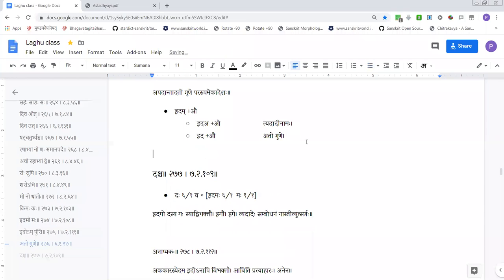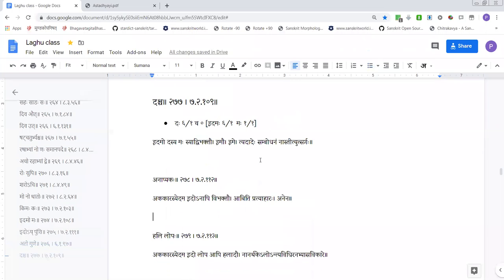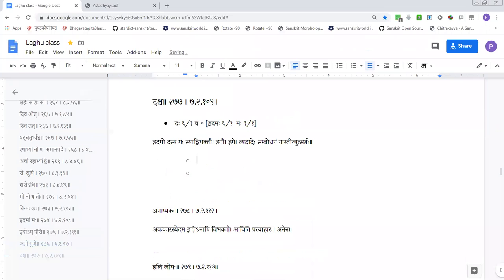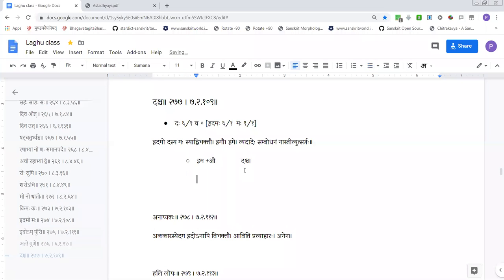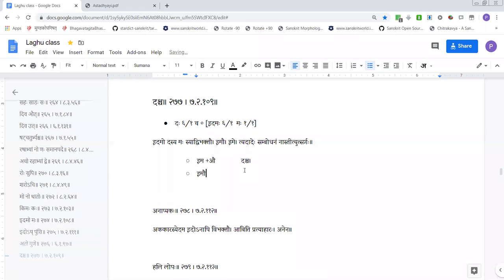It has become very slow. So here now this ida, ida plus au will become ima plus au. By what sutra? This current sutra, which is dascha. So dascha will replace it, im au. And then what will happen with ima and au? You will get imo, by vriddhirechi. So vriddhirechi will give you imo.